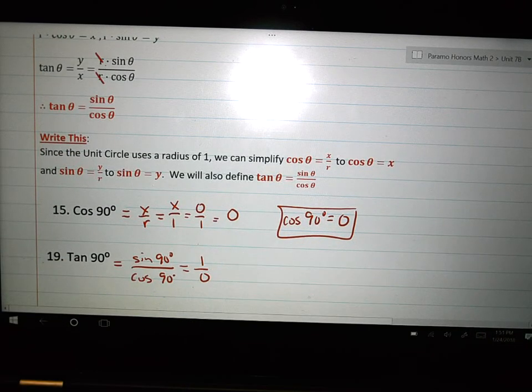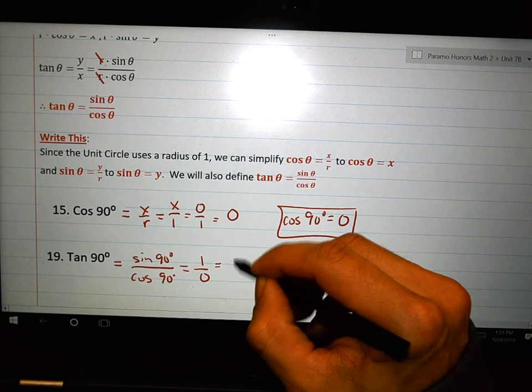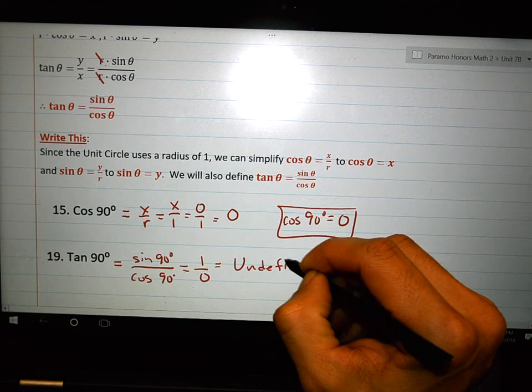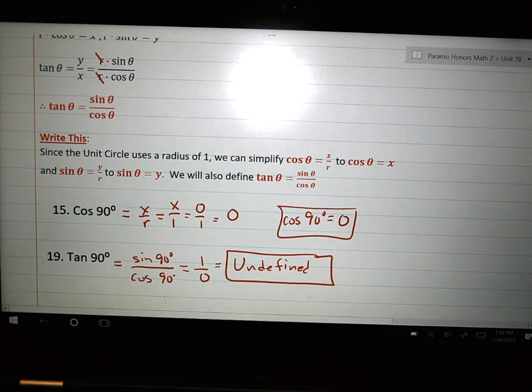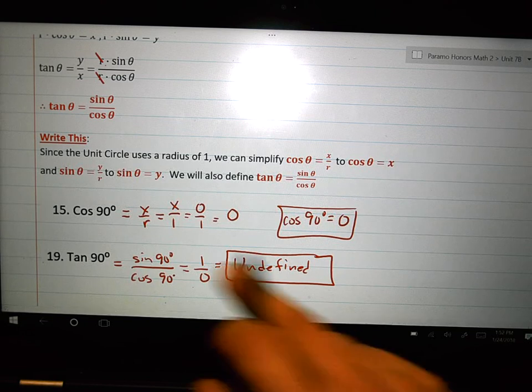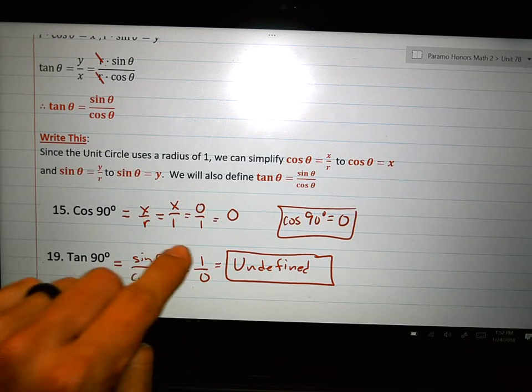Now this means 1 divided by 0, but guess what that is? That is undefined, because you can't divide by 0. Technically, there's an asymptote here, which we'll talk about way down the road next year. You'll see that in Math 3 Honors, but not yet. Anytime you divide by 0, it is undefined.